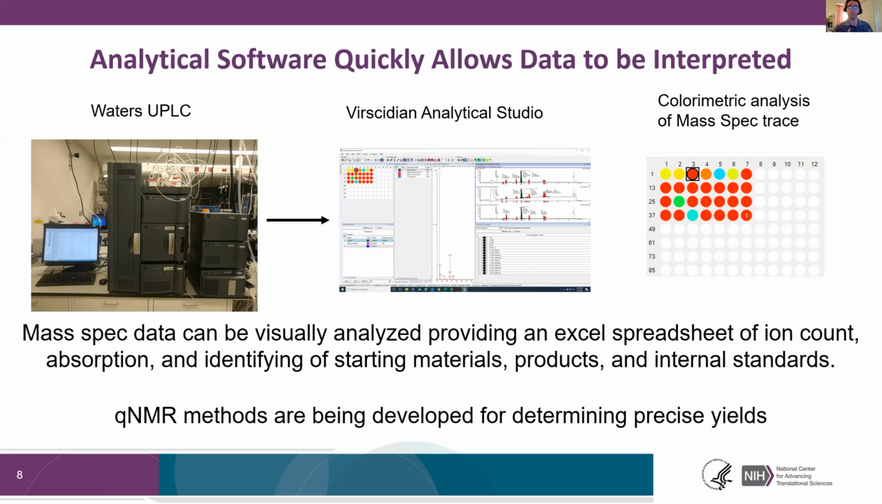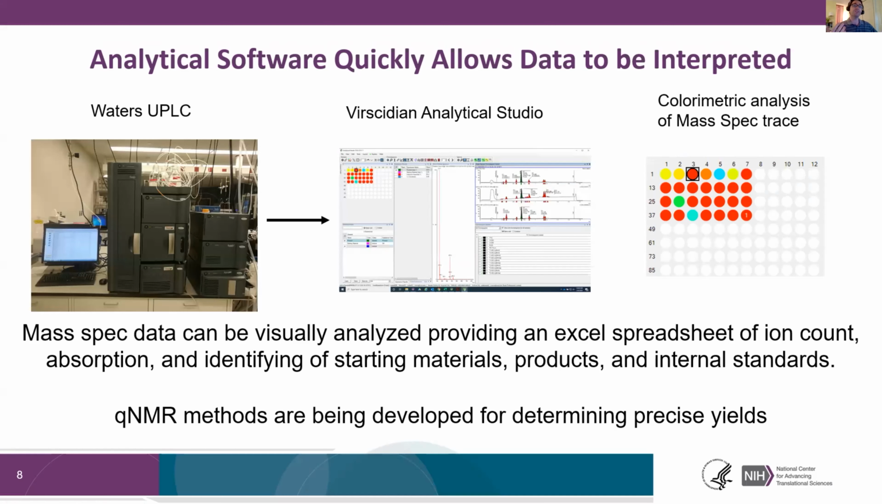This is, of course, a more qualitative form of analysis, although in a lot of scenarios that will be sufficient for many people. But qNMR methods, as Cullen was talking about in his talk earlier today, are being developed to determine more precise yields if that is needed for a particular user.